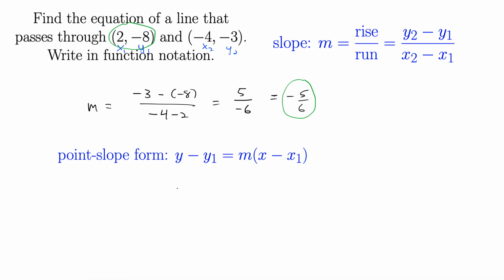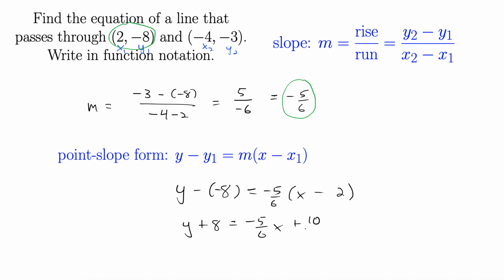Plugging in gives y minus -8 equals -5/6 times (x minus 2). Okay, so then we just simplify it down. You want to present your answers almost always in y equals mx plus b form, that's slope-intercept form. So let's get it into that form, which is basically just solving for y. So y plus 8 equals -5/6 x plus 10/3.